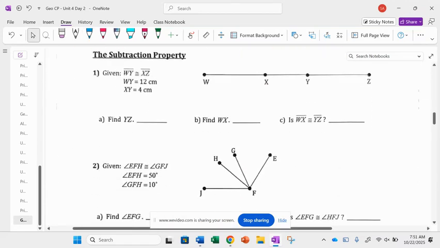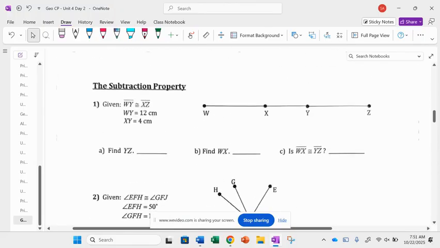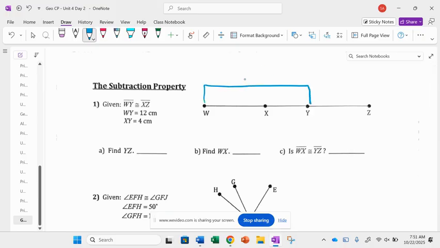All right, so that's the addition property. Let's talk about the subtraction property. So here we have WY is congruent to XZ. We have that WY is 12, which means that XZ also has to be 12 since they're congruent. Then it says that XY is 4 units long.